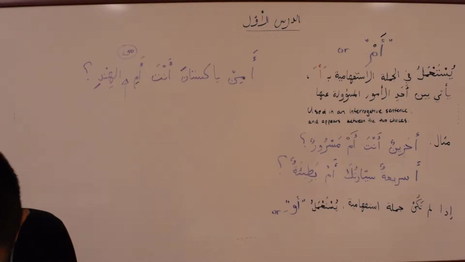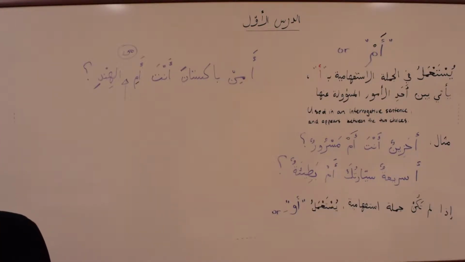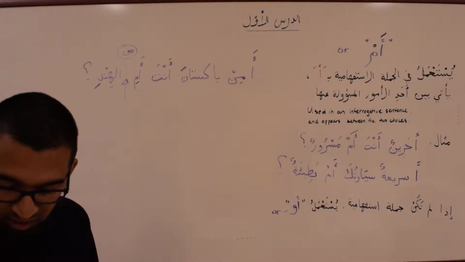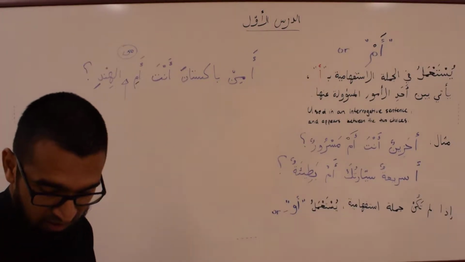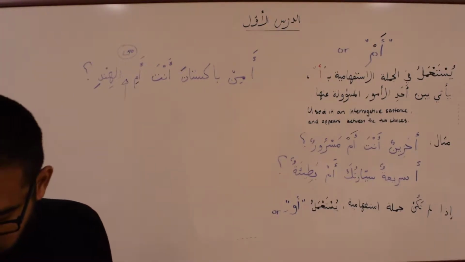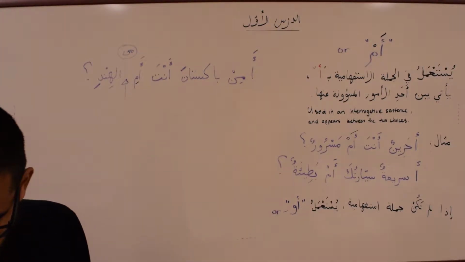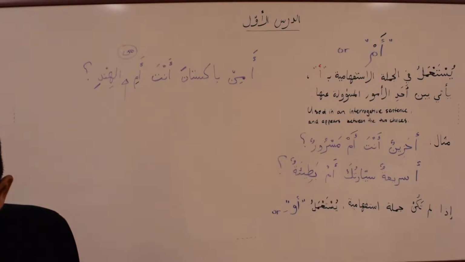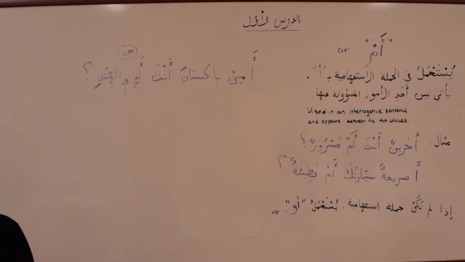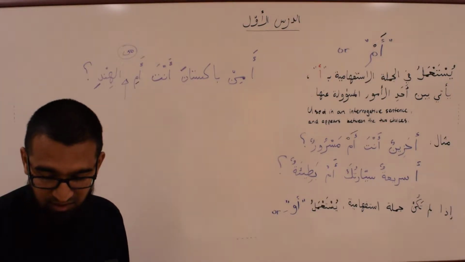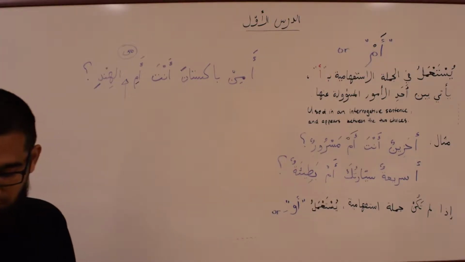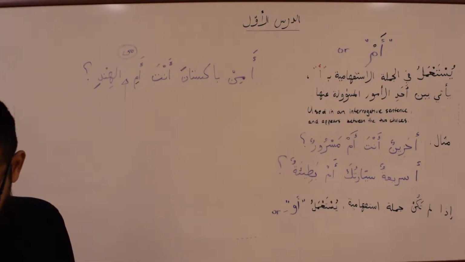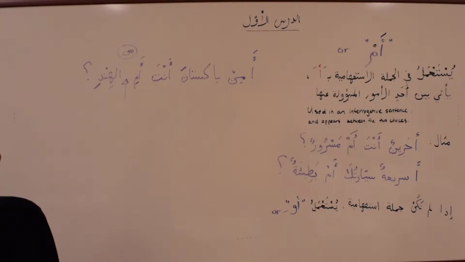Another example: Atajirun anta am muhandisun? That's an example that I just read to you. You can write it down if you need. Another example: Abilalan ra'aita am hamidan? Which involves a maf'ulun bihi, which we haven't really learned as yet.